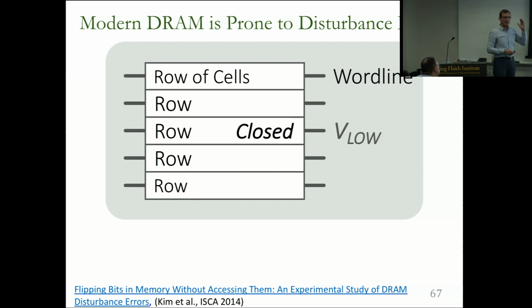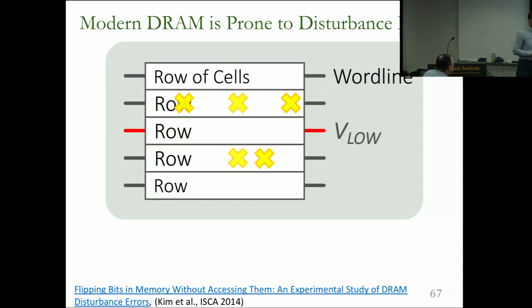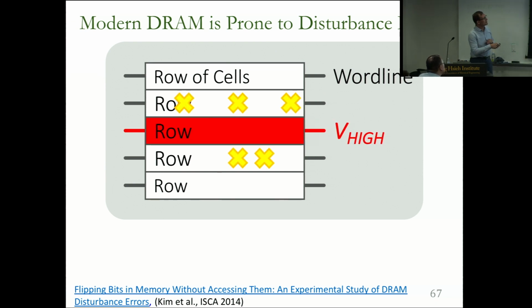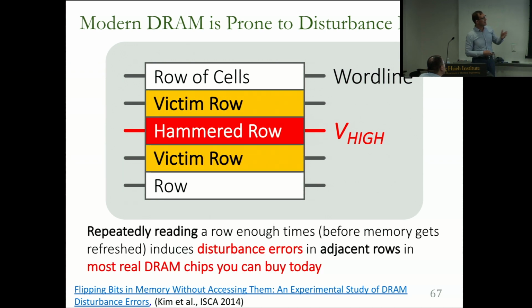Now if you do this repeatedly, read a row many, many times, activate, precharge, activate, precharge, it turns out in modern DRAM chips, some of the cells in adjacent rows get flipped from 1 to 0 or 0 to 1, depending on the encoding. We call this the hammered row. We call these the victim rows. And we showed that you could actually see this effect in most real DRAM chips you can buy today. Today meaning as of 2014.